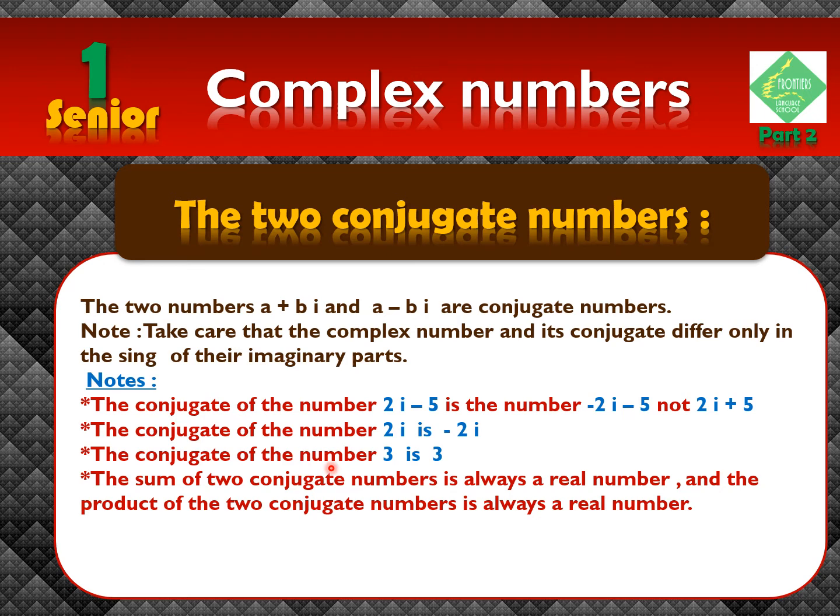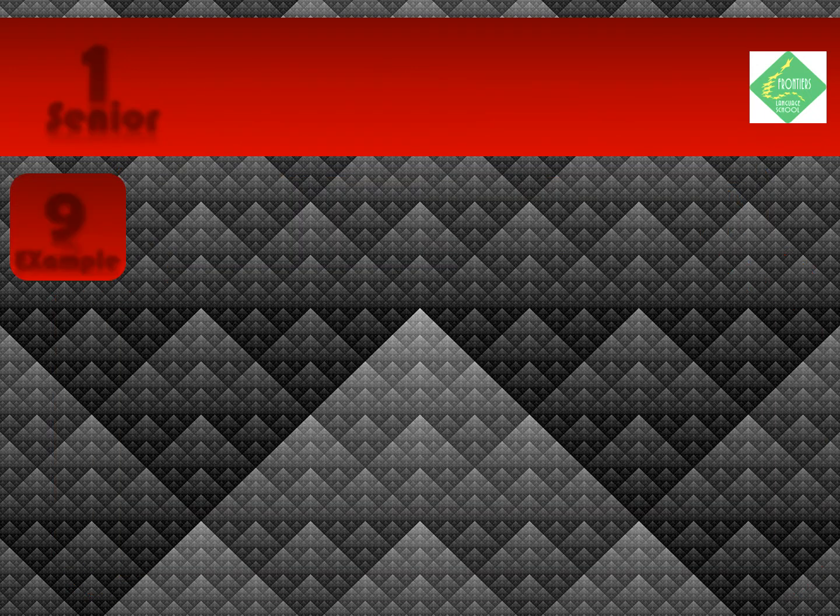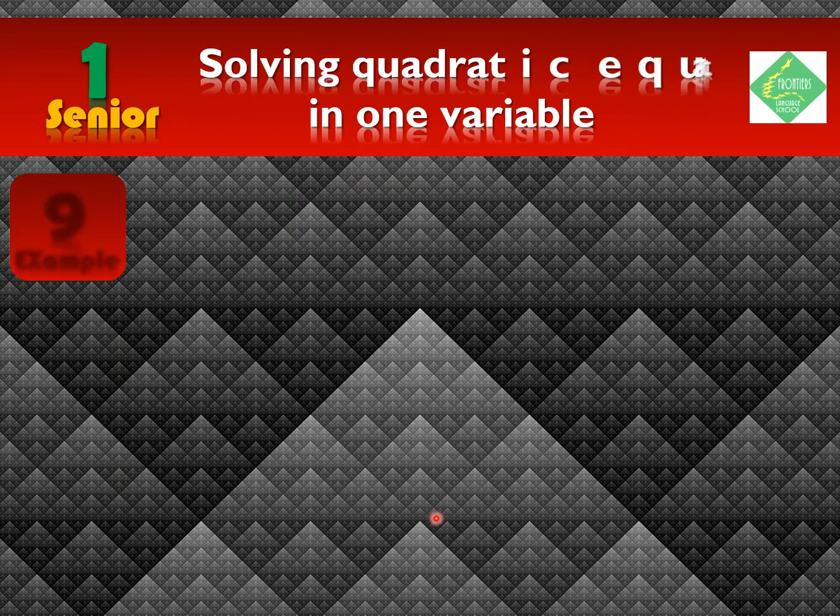What about 2i? Its conjugate is negative 2i. 3, what is its conjugate? 3 as it is, because this is the real part. You have to know that the sum of two conjugate numbers is always real, and the product of two conjugate numbers is always real. Let's take an example to understand this.